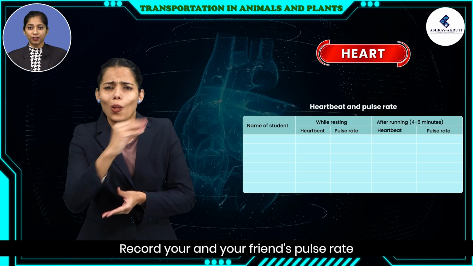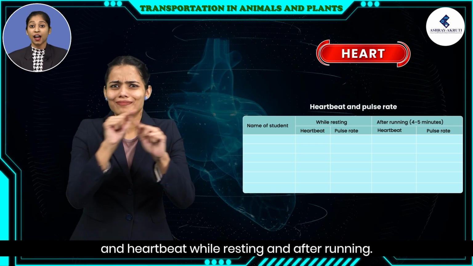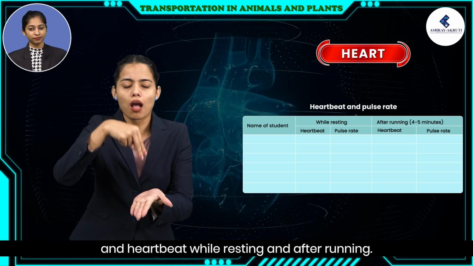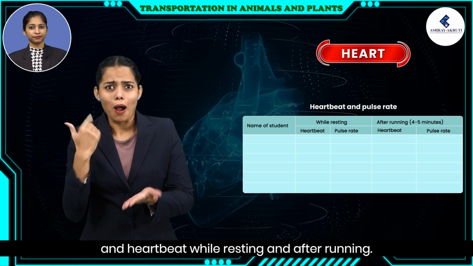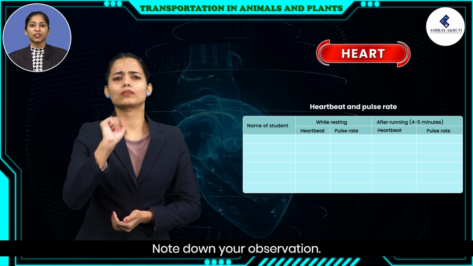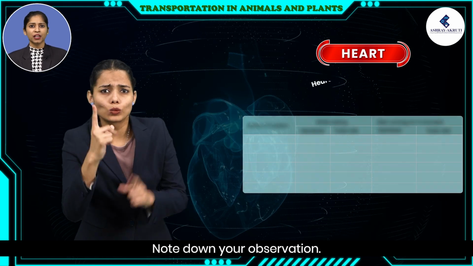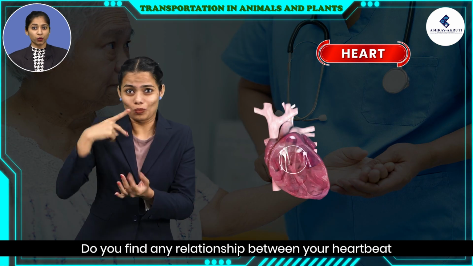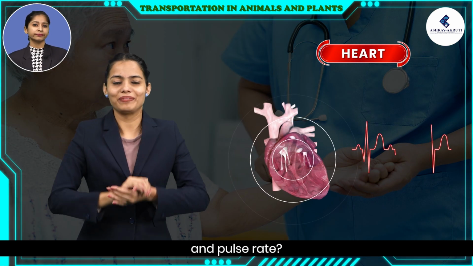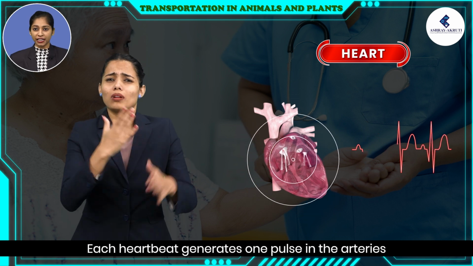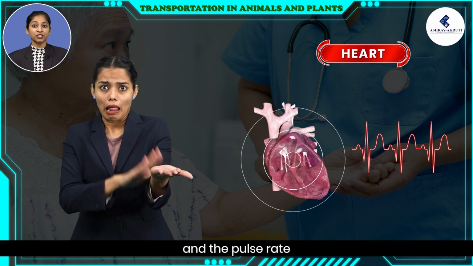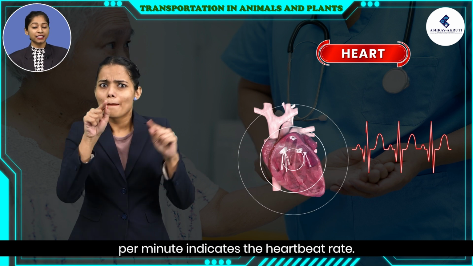Record your and your friend's pulse rate and heartbeat while resting and after running. Note down your observations. Do you find any relationship between your heartbeat and pulse rate? Each heartbeat generates one pulse in the arteries, and the pulse rate per minute indicates the heartbeat rate.